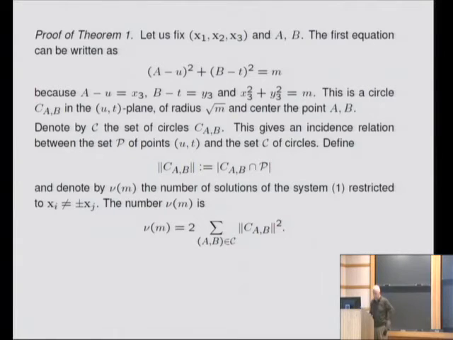Consider the set of these circles, and now you get an incidence relation between the set of points, capital script P, of points UT and the set of circles. And now the norm of CAB is the cardinality, the number of points P on this circle. So the number to count is twice the square root of B squared, the norm squared. That's pretty easy to see. That's the number I want.